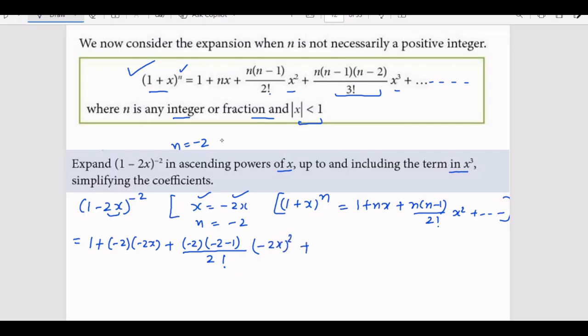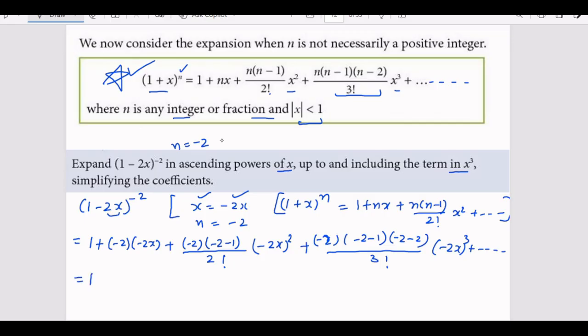Then the third term, n is negative 2, then it will be negative 2, negative 1, n minus 1, then n minus 2 over 3 factorial and x power 3, meaning negative 2x power 3, and continue. So as n is negative 2 and x is negative 2, we have just replaced that in this formula that we have here. So now we are going to expand this.